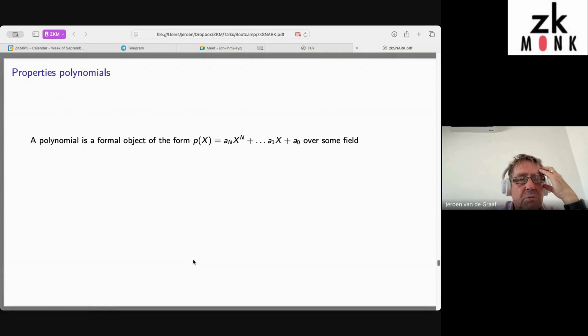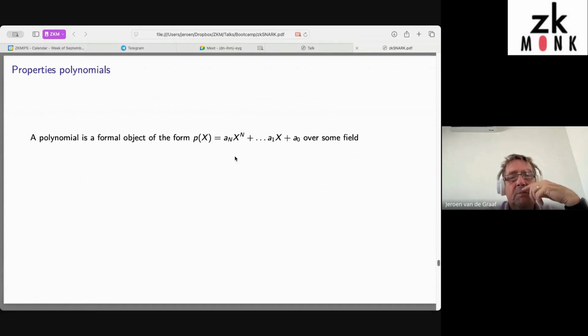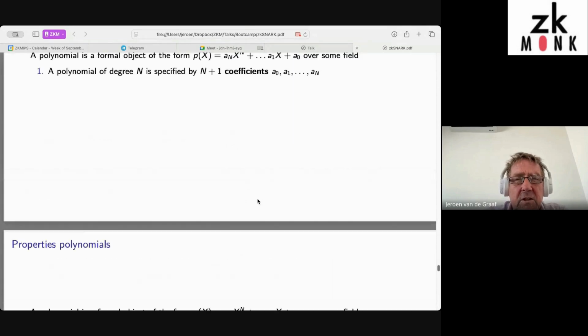What are the properties of polynomials that we need? Well, a polynomial is just a formal object of degree n over some finite field.